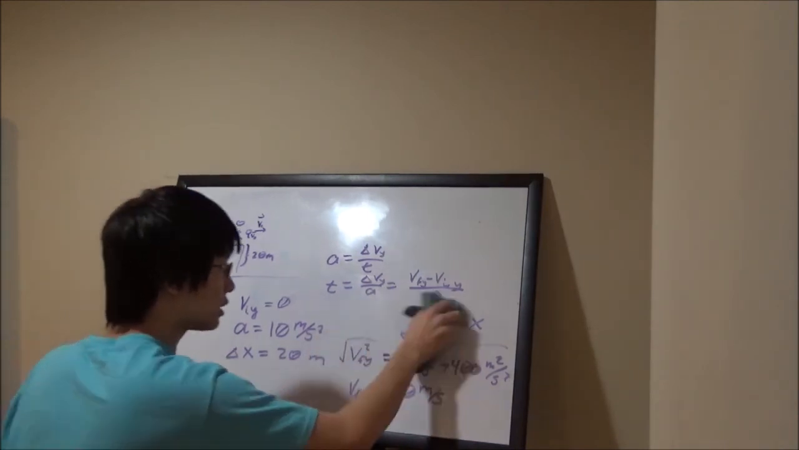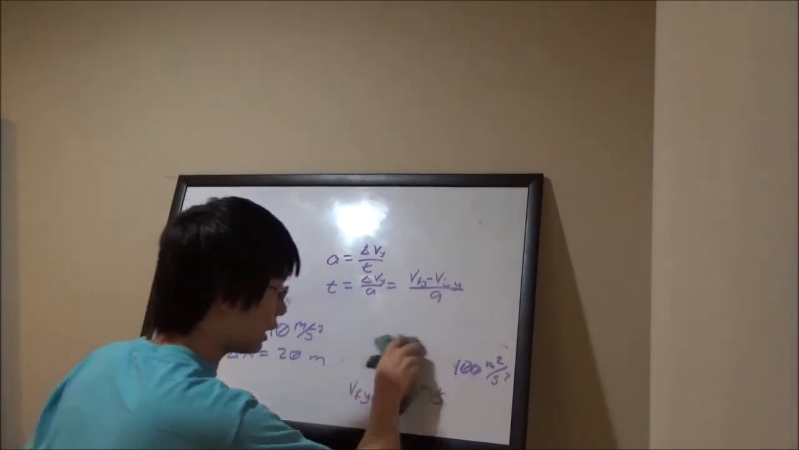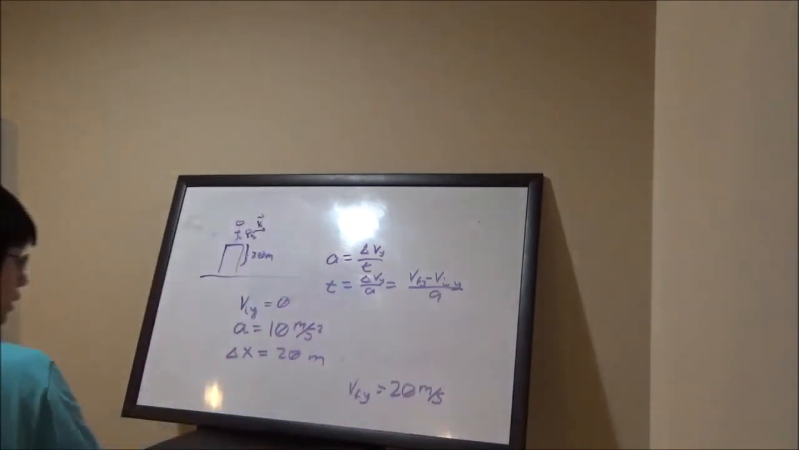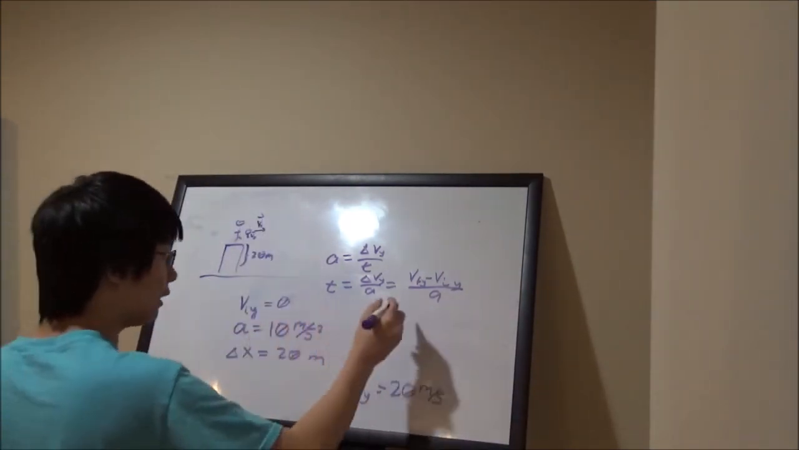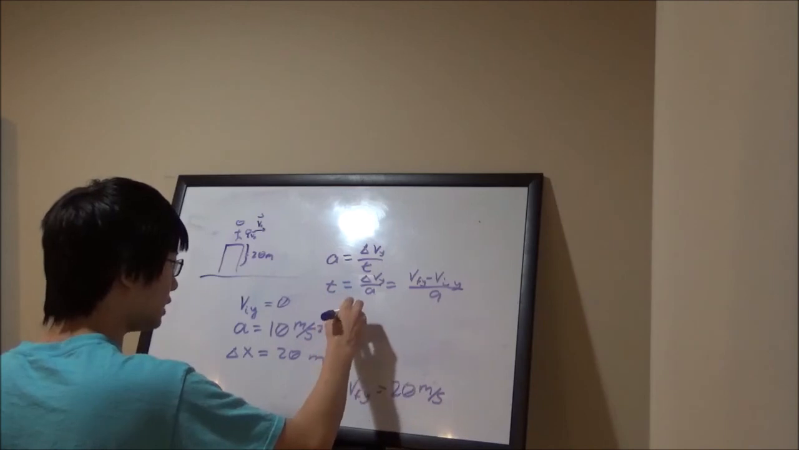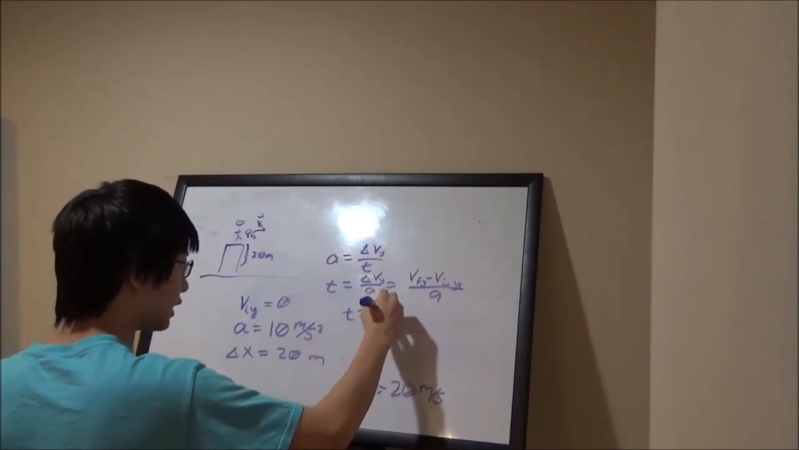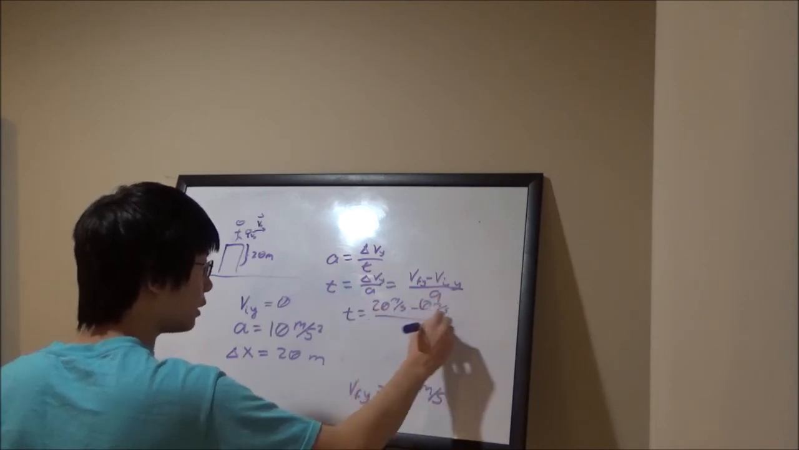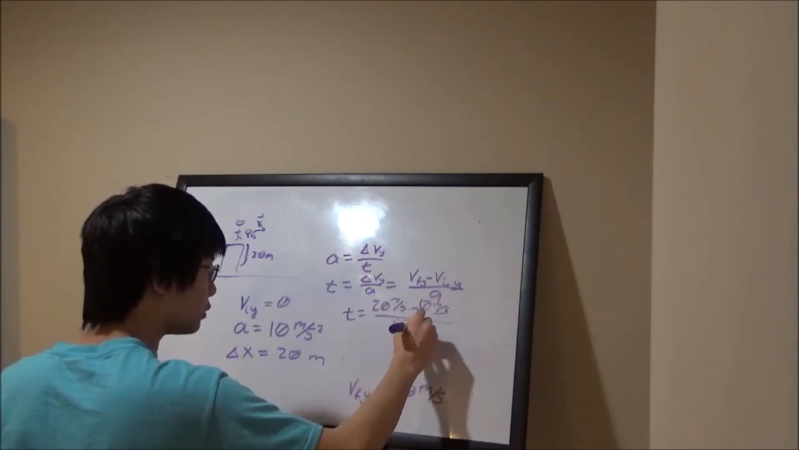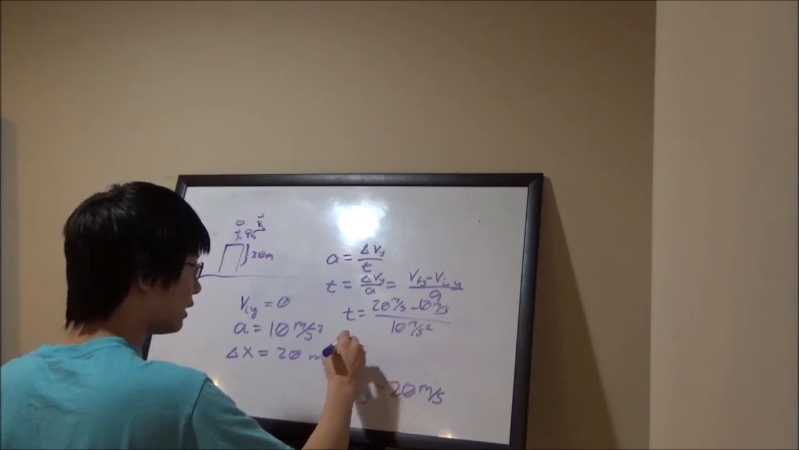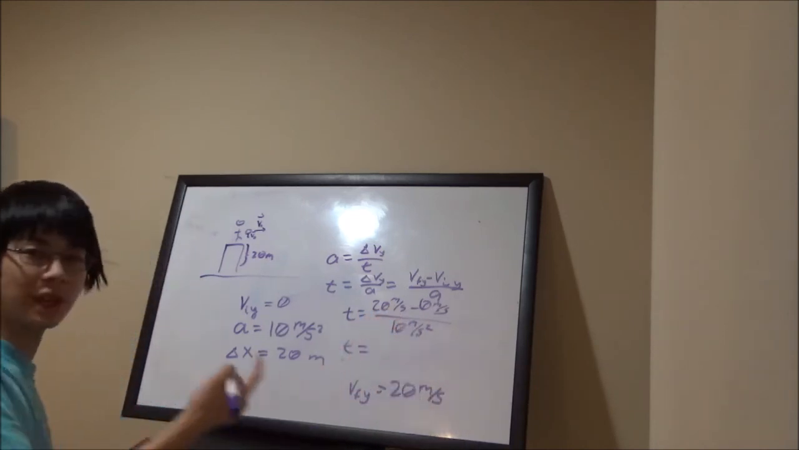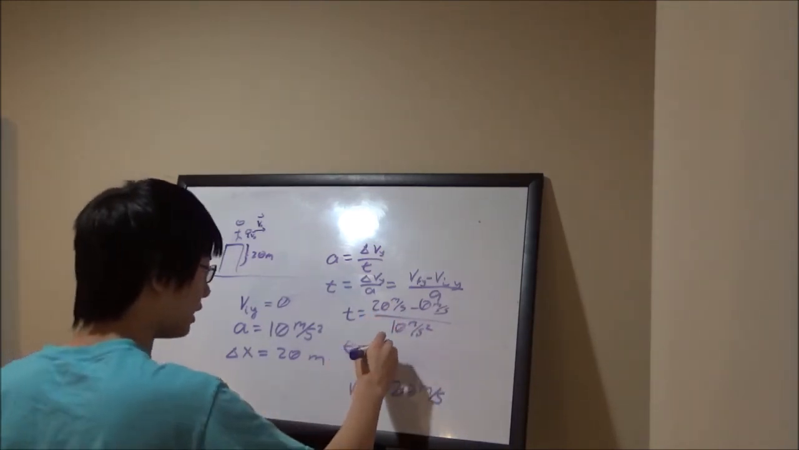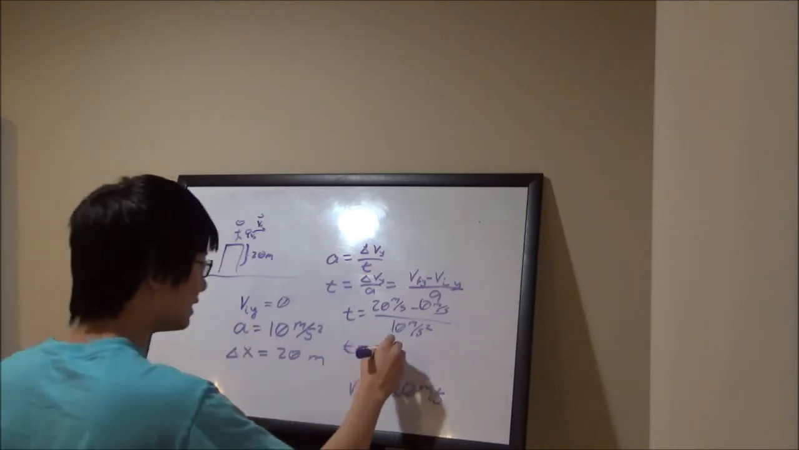Yeah, so I'm going to erase the work we did, and let's just plug in our numbers. So we have Vfy is 20, so t is equal to 20 meters per second minus 0 meters per second, divided by our acceleration of 10 meters per second squared, and we get that this is equal to 20 meters per second over 10 meters per second squared, which I get is 2 seconds.